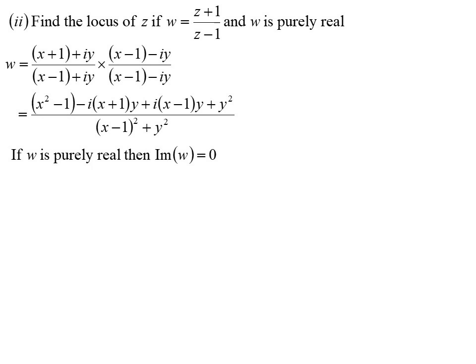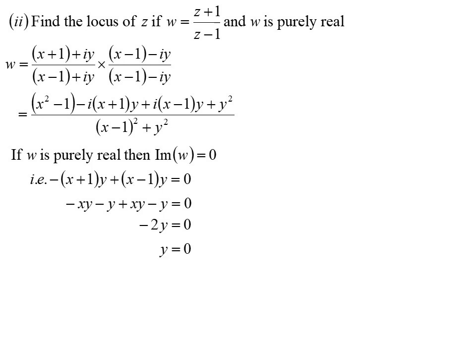So in fact, I don't really care about the denominator either. So I've got a fraction equaling 0. It's got to be the top of the fraction. So I'm really just looking at the imaginary part of the top of the fraction. That's going to equal 0. So I know minus x plus 1y plus x minus 1y is equal to 0. Eventually, it just comes out to be simply y equals 0.